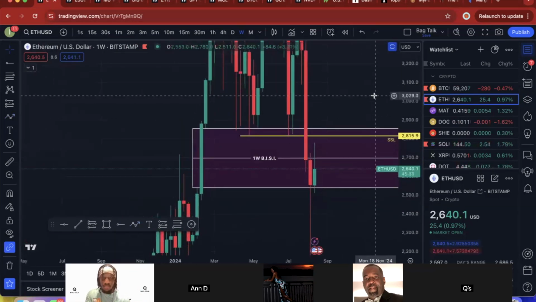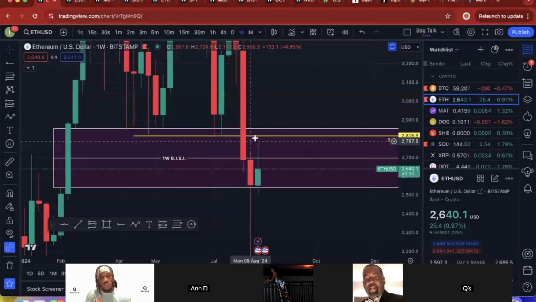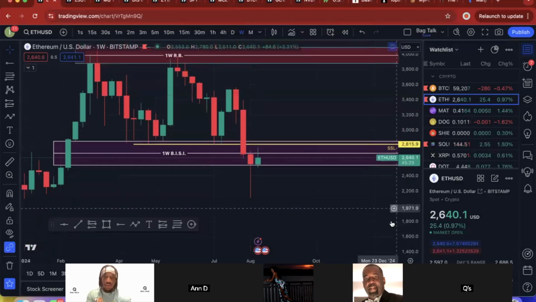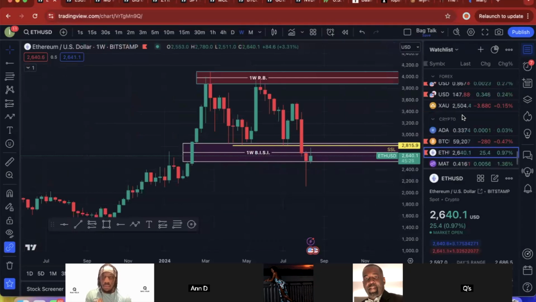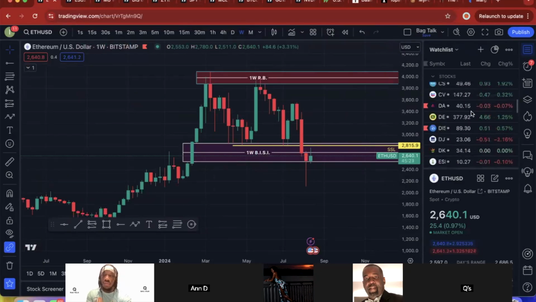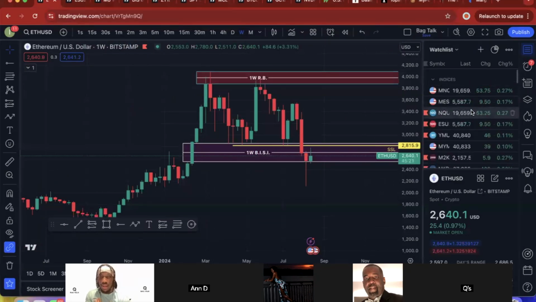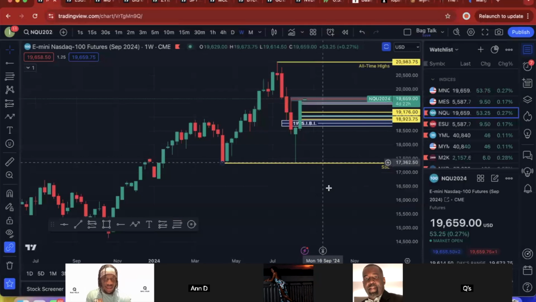You see that price just tapped into it. We'll watch out for that, but once again, just wait for confirmation, and then we'll start getting on downside targets and all of that. But that's all I wanted to say on crypto. So now coming back to the Nas.